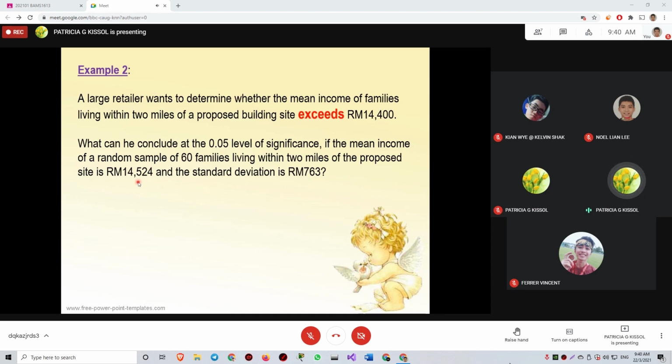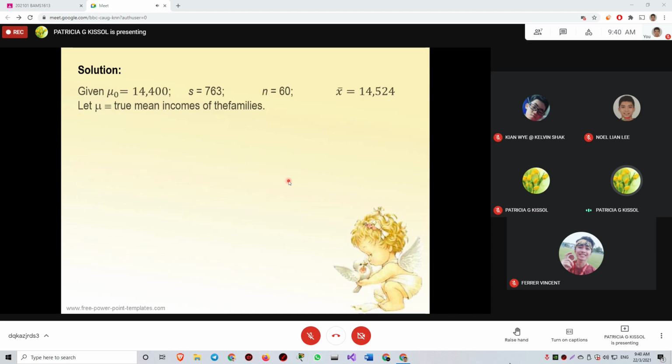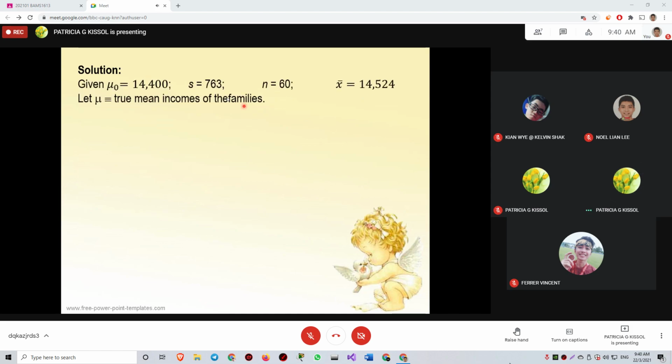This is the sample mean. This is the sample standard deviation. So what we do here is again list out all the given information. So that's the value of the mean, the standard deviation, the n, the sample mean, and the mu is equivalent to the true mean incomes of the family. Is that clear, class, so far?